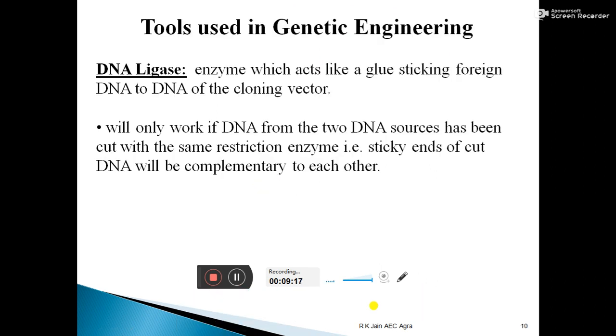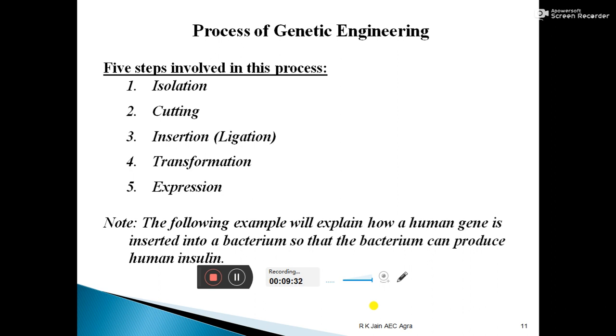Another enzyme is DNA ligase. When we cut the DNA using restriction endonucleases, we need a glue which can stick the foreign DNA to the DNA of the cloning vector. So the DNA ligase enzyme is used. When we have all the tools, like the source DNA, the host DNA, the vector, restriction endonucleases and the ligase, then we can move to the process of genetic engineering.